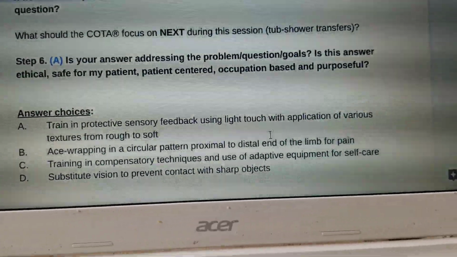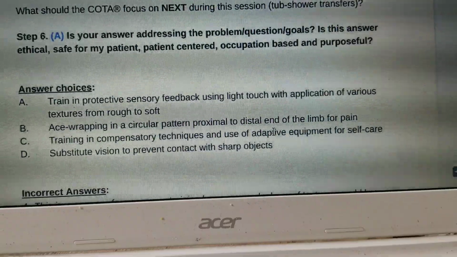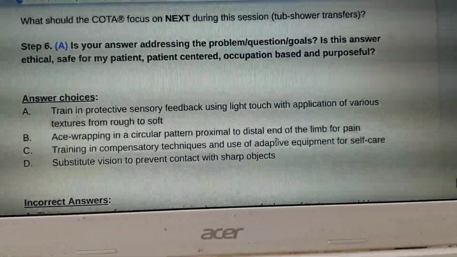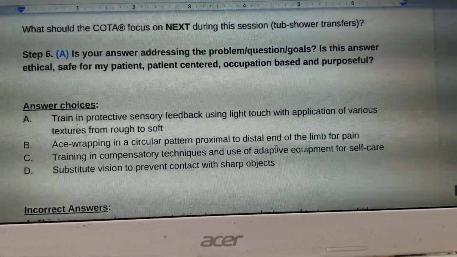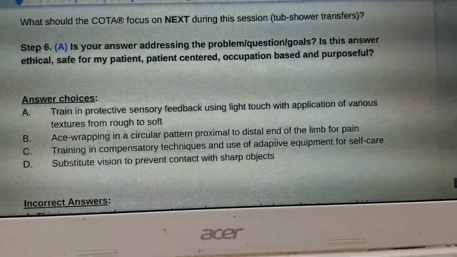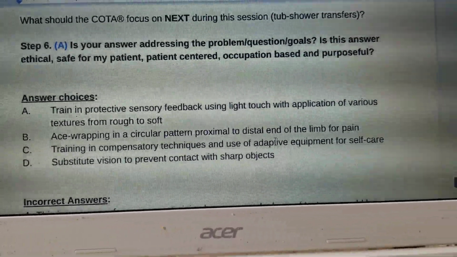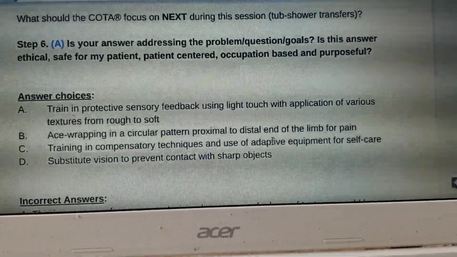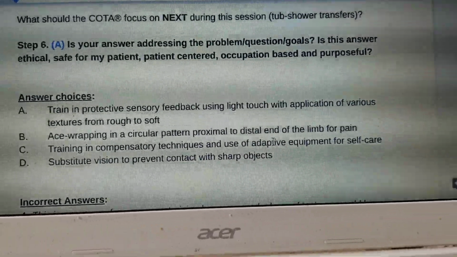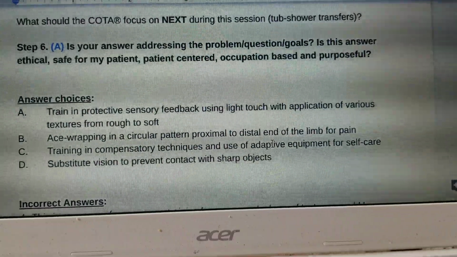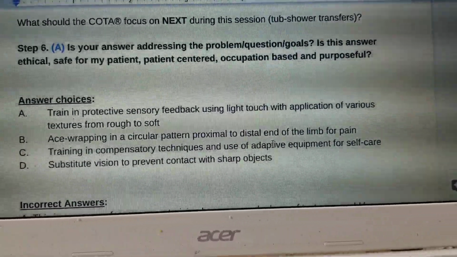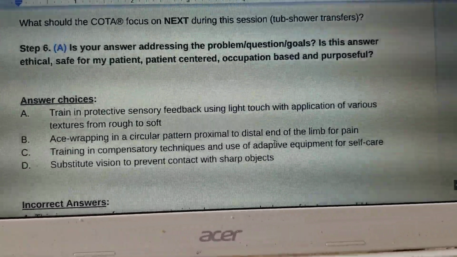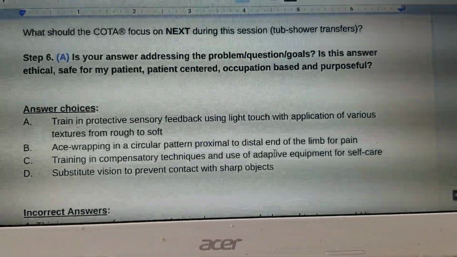So now let's get to the answer choices. A, train in protective sensory feedback using light touch with application of various textures from rough to soft. B, ACE wrapping in a circular pattern proximal to distal end of the limb for pain. C, training in compensatory techniques and use of adaptive equipment for self-care. And D, substitute vision to prevent contact with sharp objects.